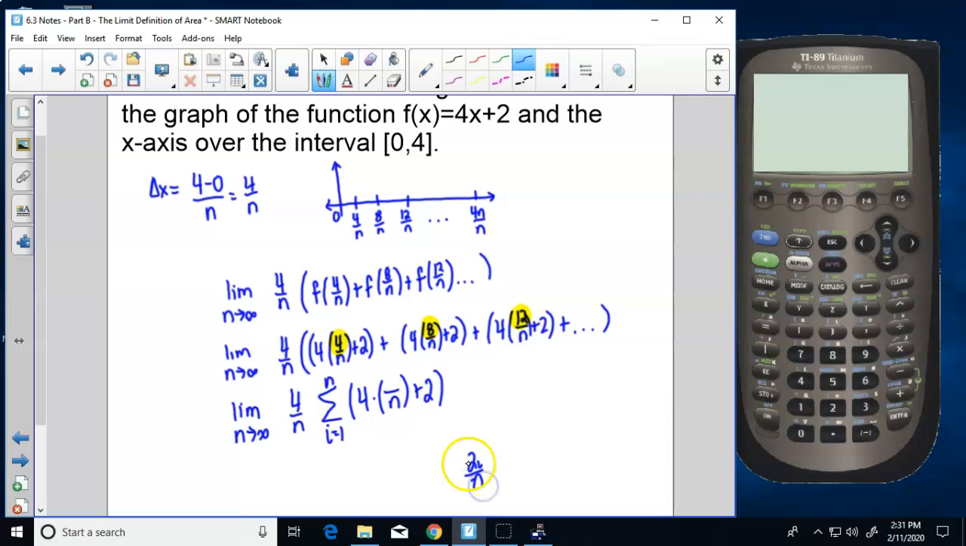Okay, close. If it were 2i over n, then when I plug in 1, I'd get 2 over n, and then when I plug in 2, I'd get 4 over n. So in this case, we need to be counting up by 4s. So in this case, we're going to put 4i right there. And if we do that, then we'll have 4 times 1, which will be 4, 4 times 2, which will be 8, 4 times 3, which will be 12, and so on.